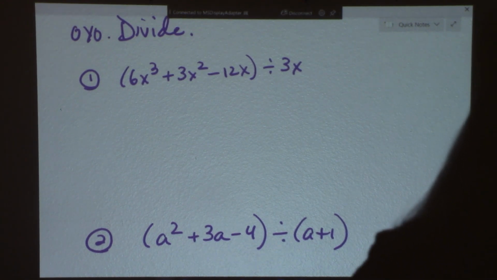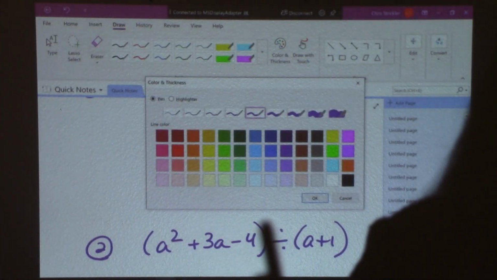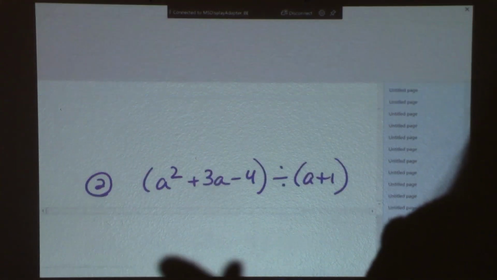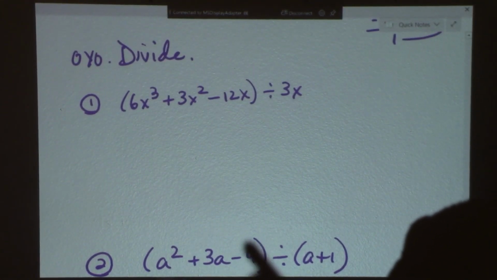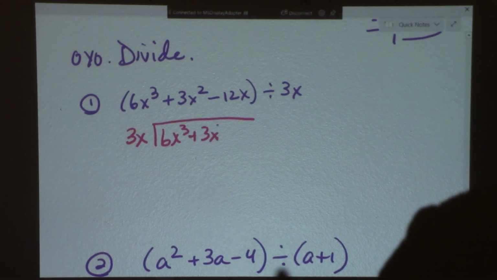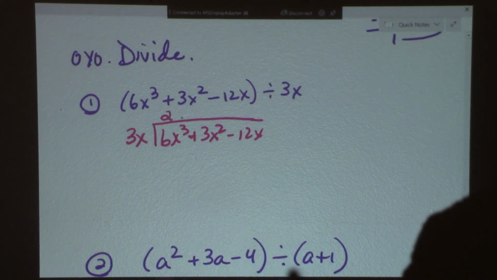Okay, so let's do these. I'm going to change colors. How about pink? All right, so I'm going to rewrite this as 3x out of 6x cubed plus 3x squared minus 12x. And then, what do I multiply 3x by to get 6x cubed? I multiply by 2x squared.